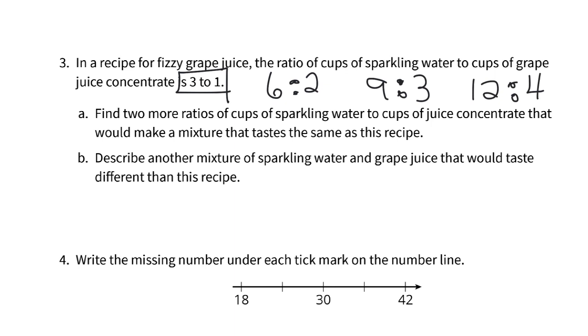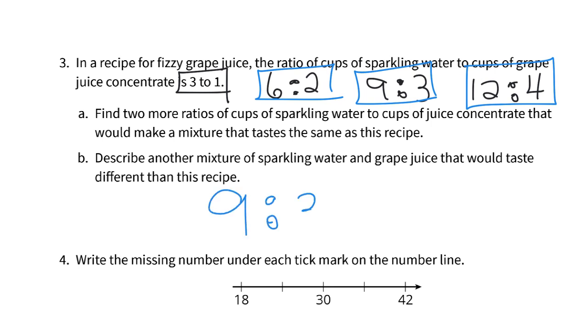All right? And we should be looking for patterns, right? We should be looking for neat little patterns in these equivalent ratios. So be on the lookout for that, parents, teachers, students. So describe another mixture of sparkling water and grape juice that would taste different than this recipe. So really all we have to do is choose any of these to make sure it's different. That 9 to 3 is a good one. But then cross off the 3 and make it an 8, or make it any number other than 3. And that will definitely be different.